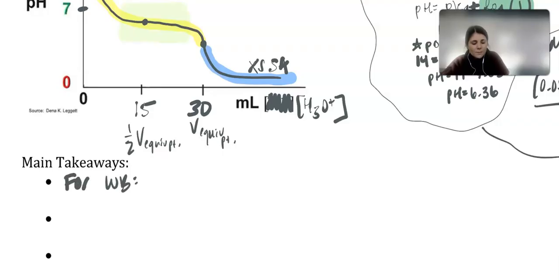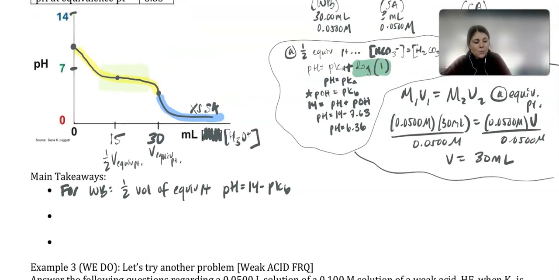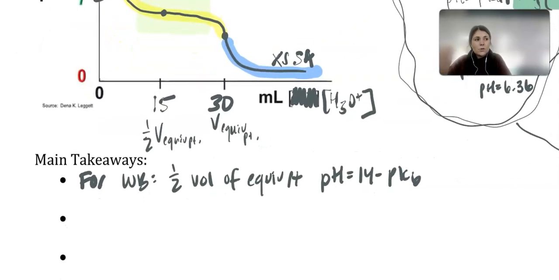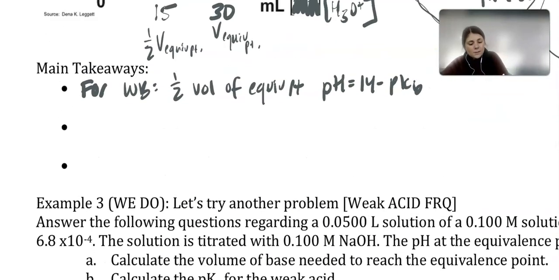For a weak base, half the volume of equivalence point, pH equals 14 minus pKb. That is just like that last part that I just did right here. Here, this is when you start with a weak base and a strong acid titration. Just knowing that you can't just do, oh, negative log of Kb, because that technically is not the correct pH.